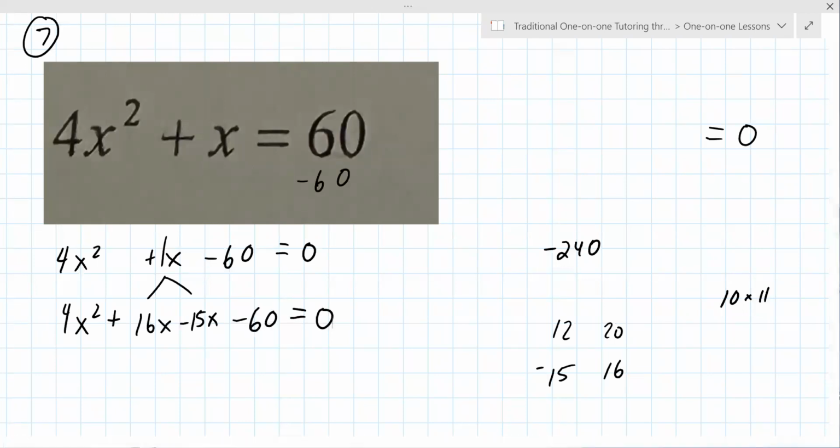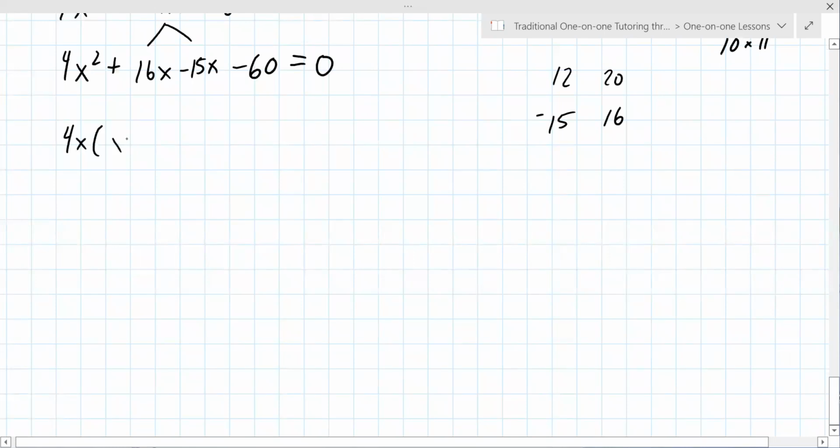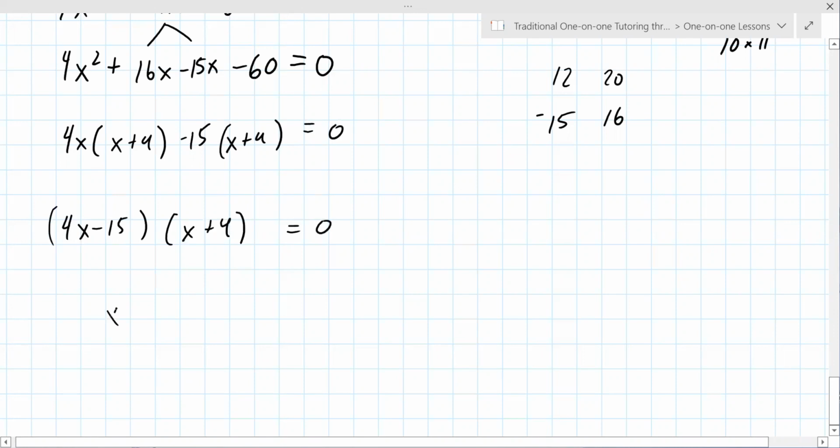4x squared plus 16x minus 15x minus 60. 4x times x plus 4. x plus 4 on the side, and multiplying by 15. 4x minus 15 times x plus 4. Setting each factor to 0, plus 15 divided by 4: 15/4 and -4. So I got x equals 15/4 and -4. Good, very good.